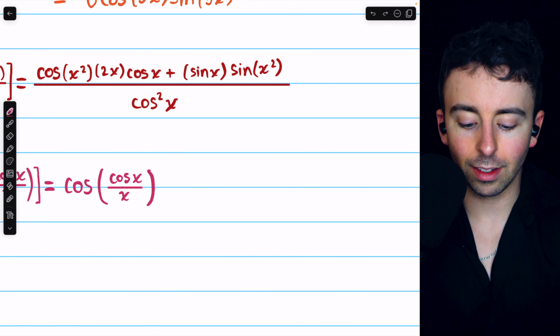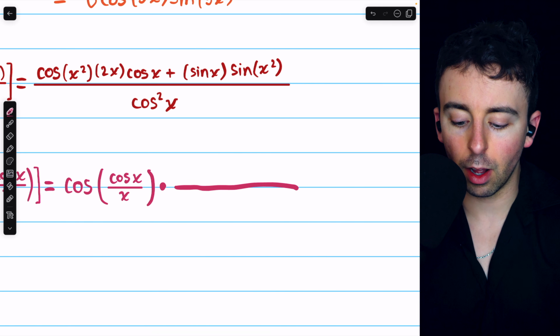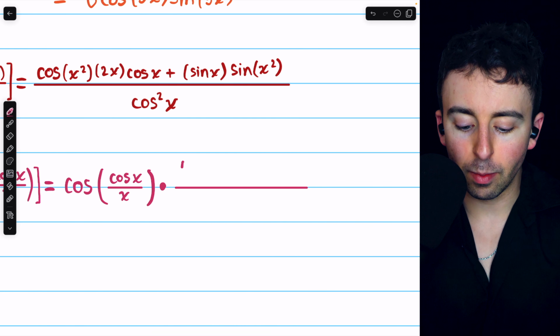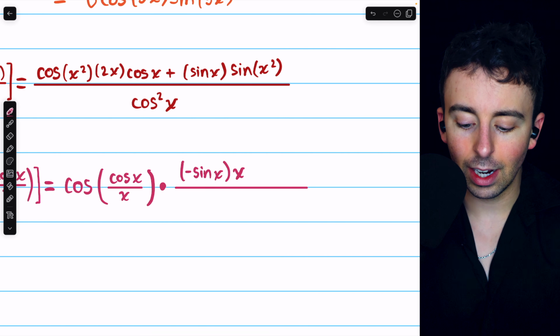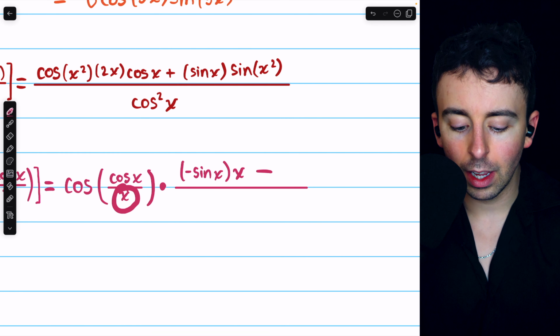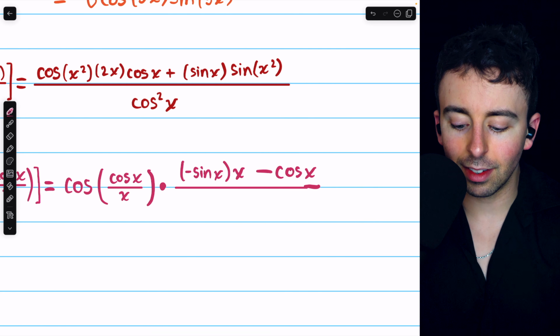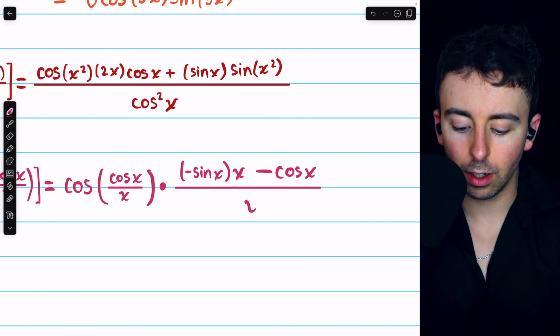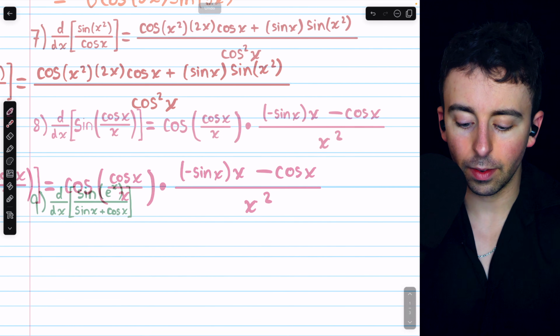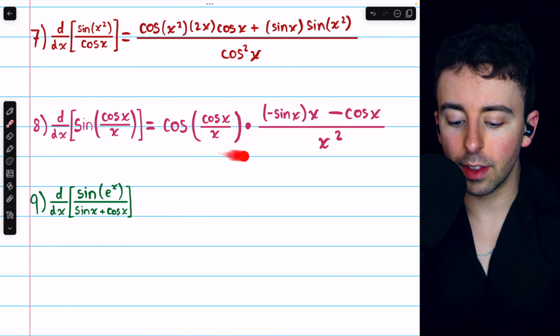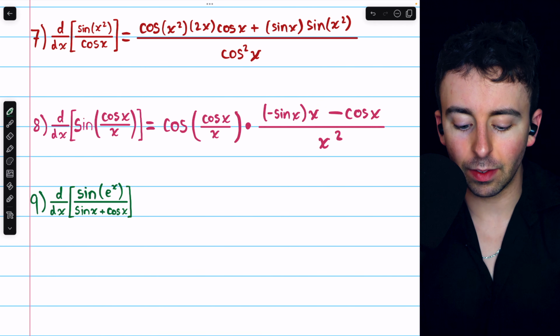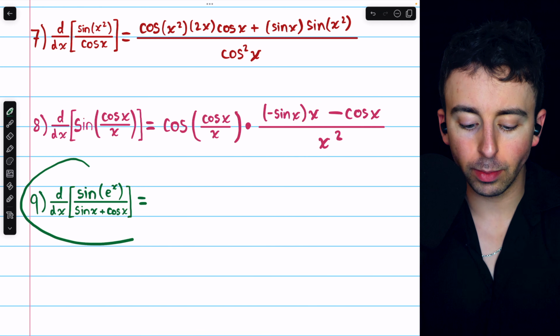The quotient rule is f prime g minus g prime f all over g squared. So f prime g is going to be negative sine x times x, and then subtract g prime f. G prime is 1, and f is cosine x. And then all of this needs to get divided by g squared. So x squared. There are various ways we could rewrite this derivative expression, but I'm going to leave it like that. Let's move on to problem 9.